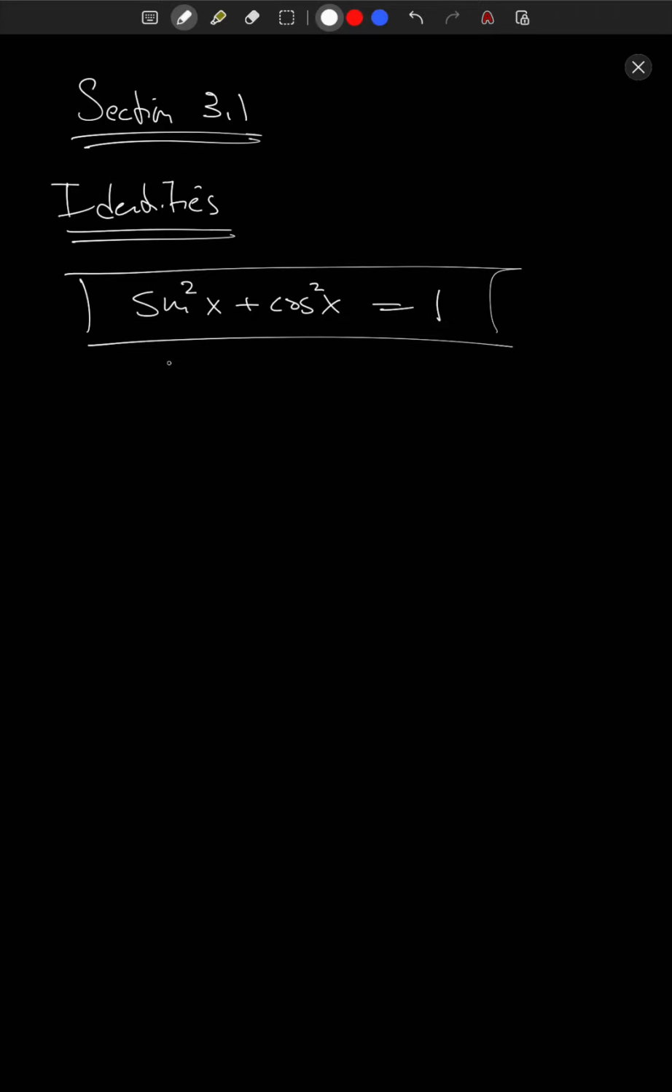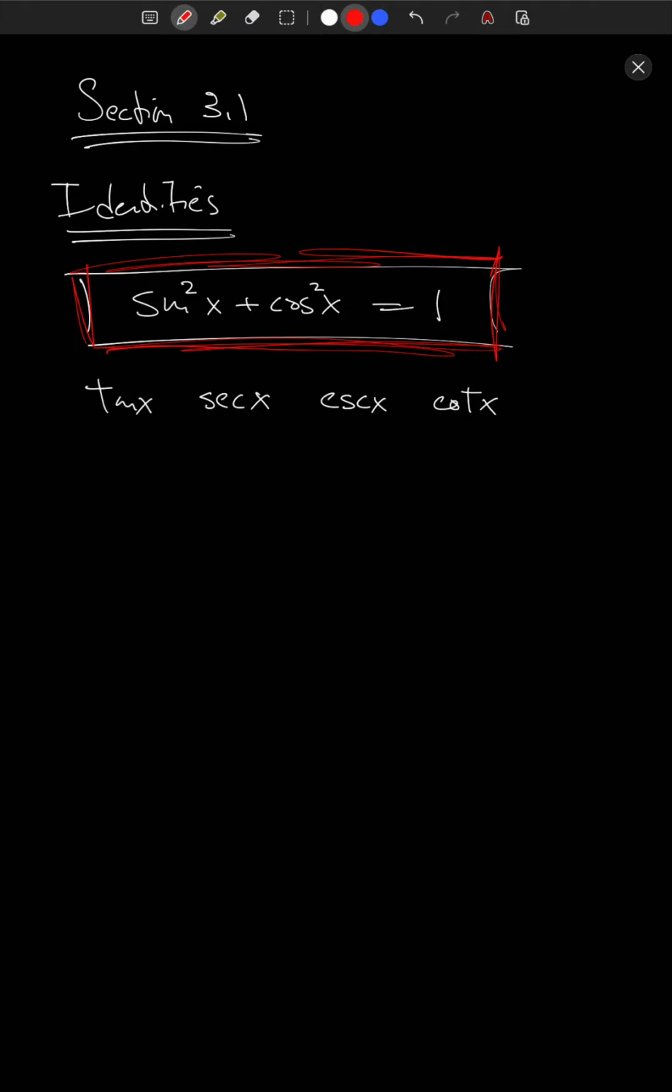But sometimes we do have to work with tangents, right? And other trig functions, secant, cosecant, cotangent, right? And the question is, we know that all of these are very related to each other. Tangent is sine over cosine, secant is 1 over cosine, and so on. So if we have this fundamental identity up here, does that tell me anything about these other trig functions?